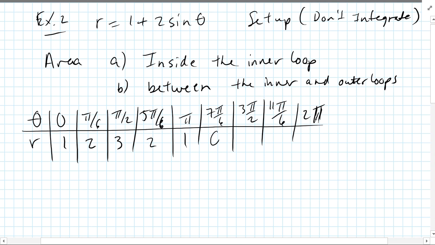It goes to 0. Uh-oh. Then we put in 3 pi over 2. That's a negative 1. That means it's negative 2 plus 1 is negative 1. I have looped back. That's the inner loop. Then at 11 pi over 6 it's back to 0 again. At 2 pi I get back to the 1, and I close it. This is the inner loop. This right here, that's the inner loop.